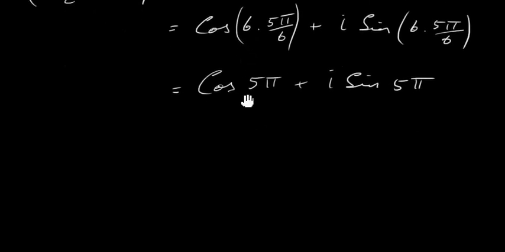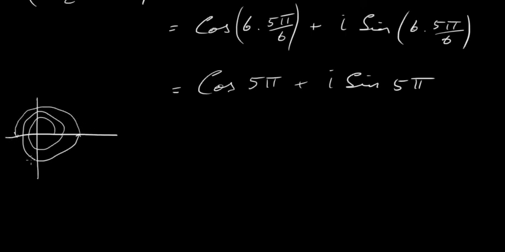Now, to work out the cos of and the sine of 5 pi, I know that if I start here and I go around once, I've got 2 pi. Again, I've got another 2 pi, so that's 4 pi if I go around twice. So halfway around here is going to bring me around to 5 pi. So really what I need to do here, in fact, is get the cos of pi plus I sine pi. 5 pi is actually pi here. I go around 2.5 times, so I end up here at pi.